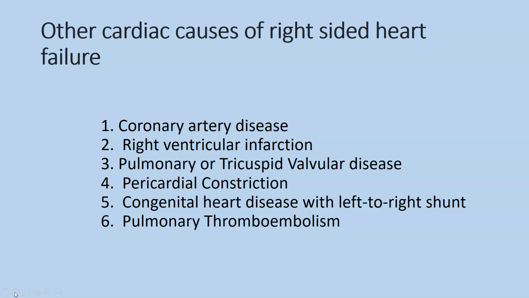Pulmonary or tricuspid valvular disease. Regurgitation or stenosis of either of these valves causes backup of blood flow, which increases pulmonary circulatory volume and pressure. This causes enlargement of the right ventricle and results in right ventricular failure.